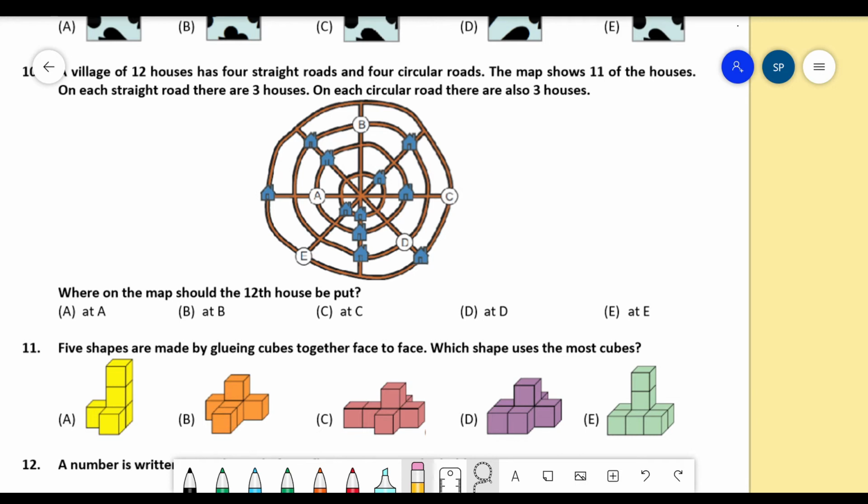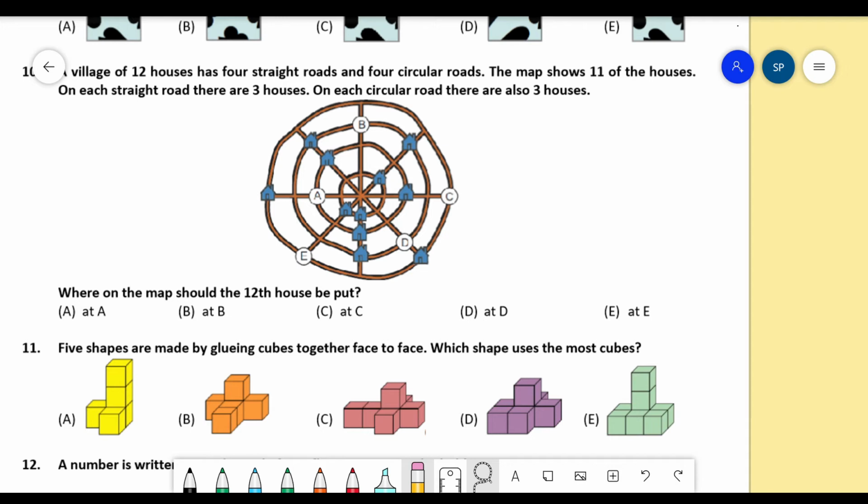10. A village of 12 houses has 4 straight roads and 4 circular roads. The map shows 11 of the houses. On each straight road there are 3 houses. On each circular road there are also 3 houses. Where on the map should the 12th house be put?